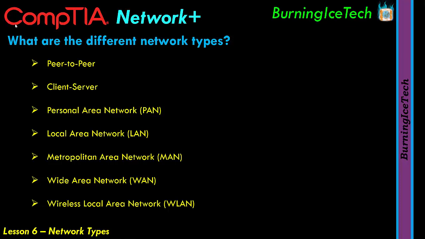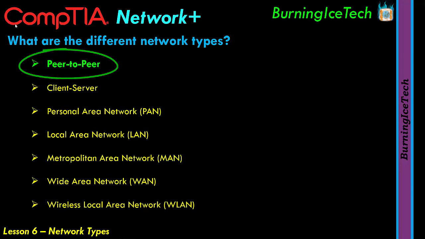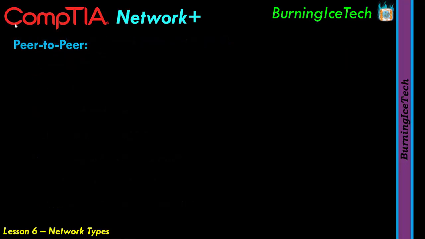Now that we have a nice list of the network types, let's start discussing these network types one by one, the first one on the list being the peer-to-peer network. With peer-to-peer networks, no device is a client, nor is any device a server. They're all actually both a client and a server. Yep, that's right. All devices in a peer-to-peer network act as both a client as well as a server.